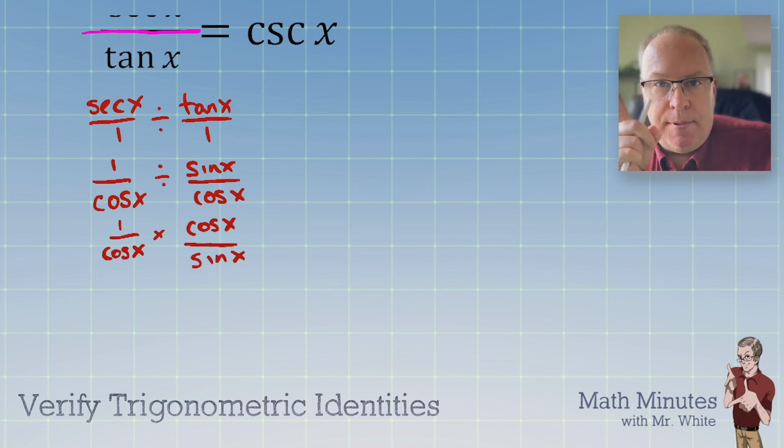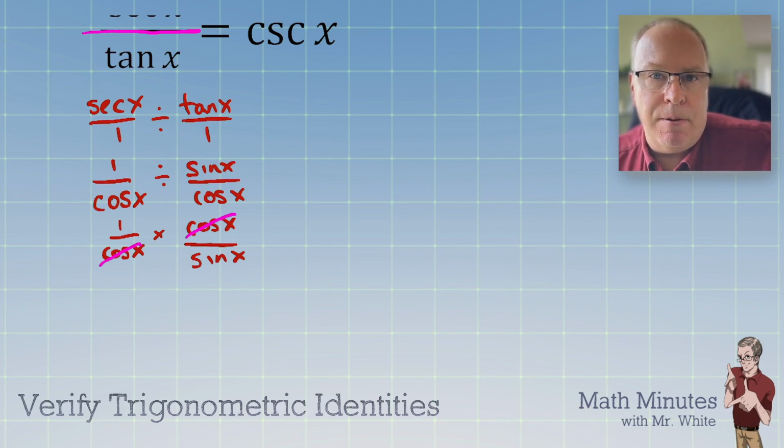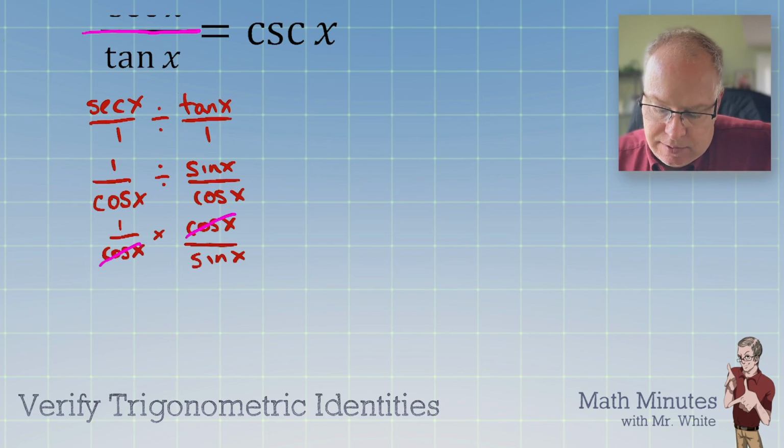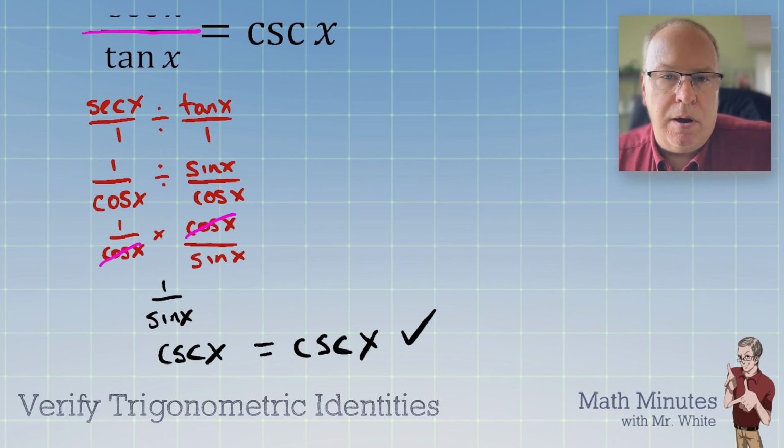Okay, and then you multiply the top, multiply the bottom, and see what happens. But before that, you can always cancel. I see a cosine on the top and bottom. Anytime you have something on the top and bottom that match, they cancel, leaving behind 1 over sine. Oh, my goodness. That is cosecant. Look at that. Put a little check mark, QED. We've proven what we set out to prove.